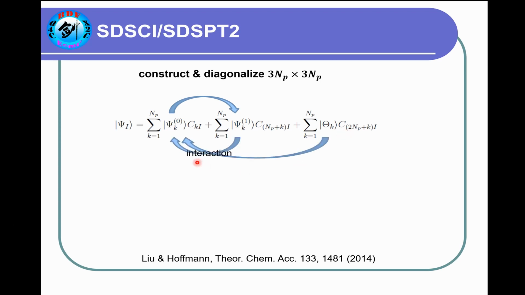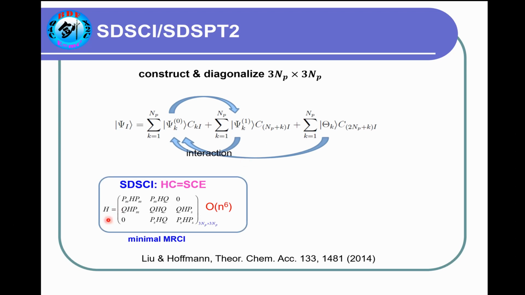Then we allow them to interact, and to interact means we construct and diagonalize a 3NP by 3NP matrix. Of course, this minimal MRCI approach we call SDSCI. Computationally, it scales as the 6th power of the number of electrons. That's because of the interaction between the two first-order functions.